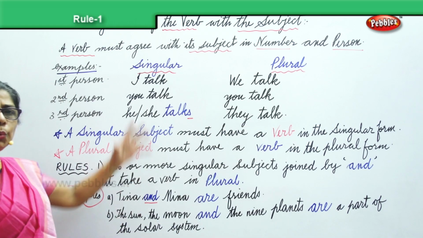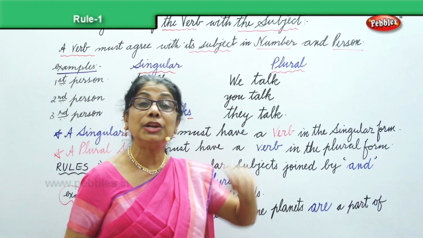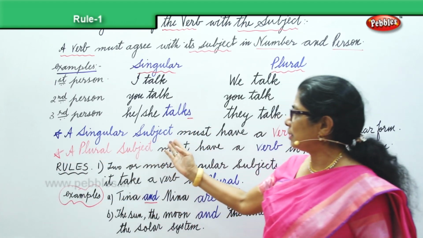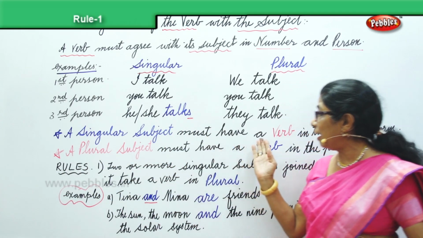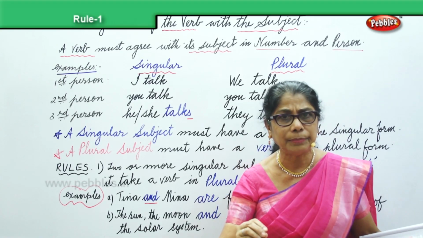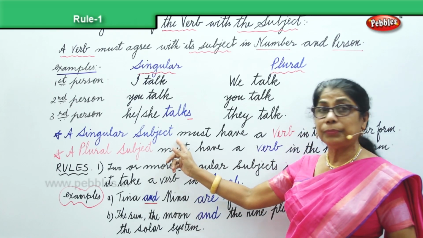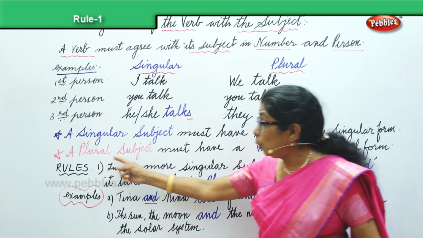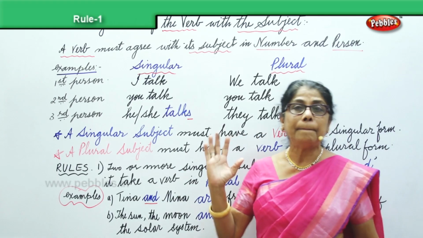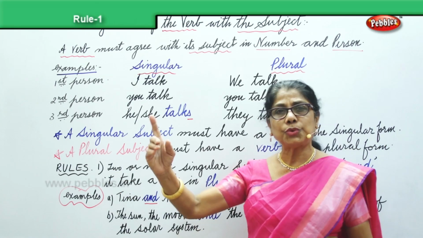Now, in the verb agreeing with the subject, we have certain rules to follow. A singular subject must have a verb in the singular form. That's the main rule. Then, plural subjects must have a verb in the plural form. But there are rules to follow also. Now, what is the first rule that we have here?